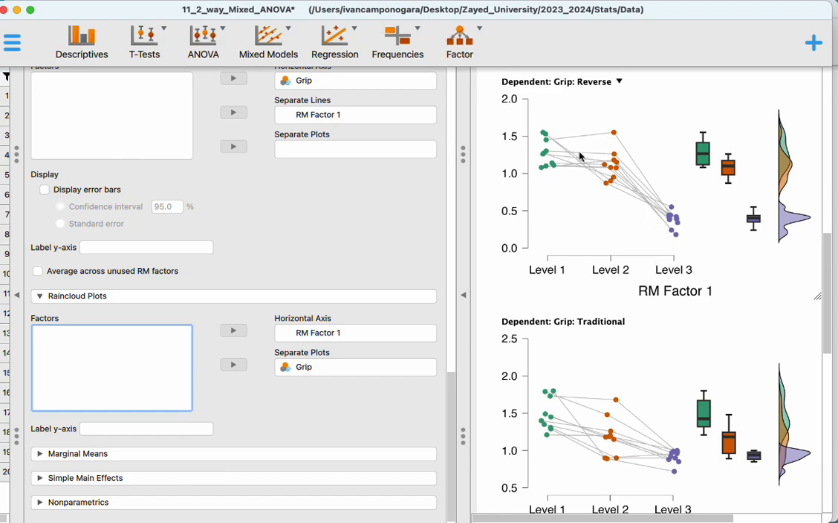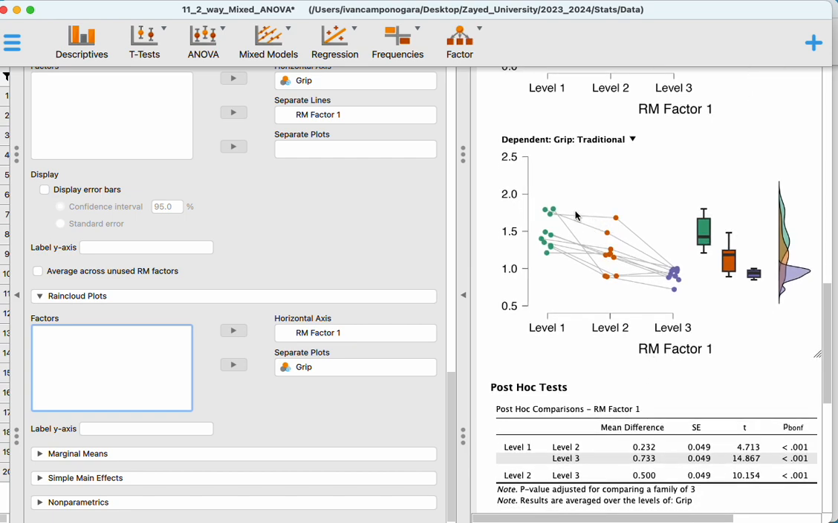As you can see here, there are two subjects that lower down the force here, and lower even more here from level 2 to level 3. There are a bunch of them which stay stable between level 1 and level 2 and then drop down when they have to go to level 3. Here there is a little increase on this subject and then a decrease for the reverse grip. Okay.